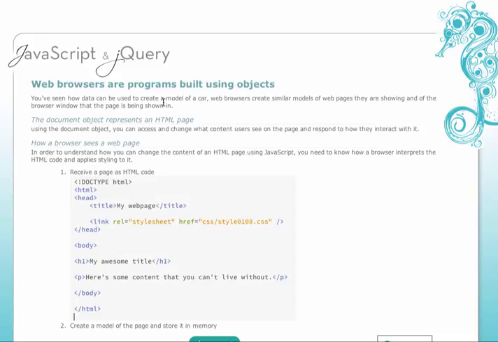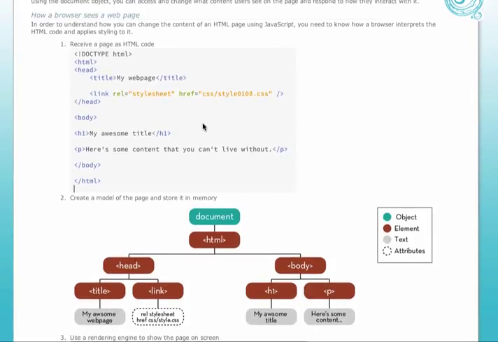In order for you to fully understand how you can change the content of an HTML page using JavaScript, you need to know how the browser interprets the HTML code and applies styling to it. So here, I just have a simple example. The first thing that happens is that the browser receives a page as HTML code. Each page on a website can be seen as a separate document. So the web consists of many sites, each made up of one or more documents.